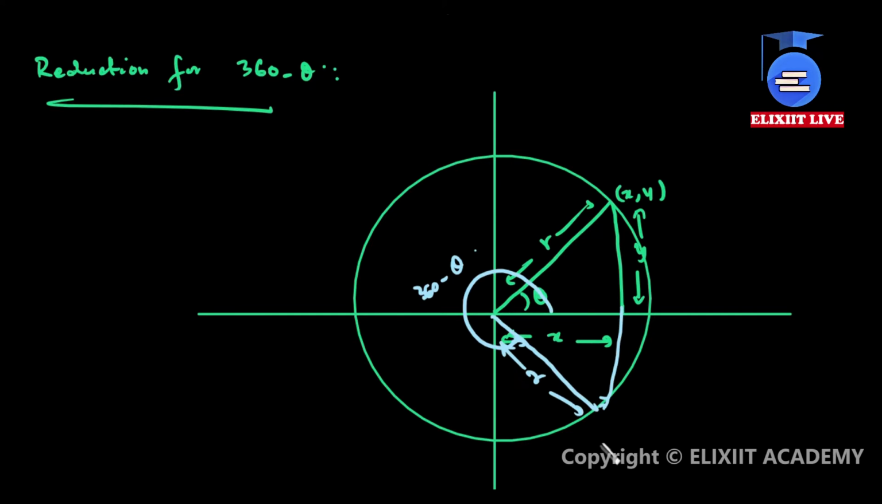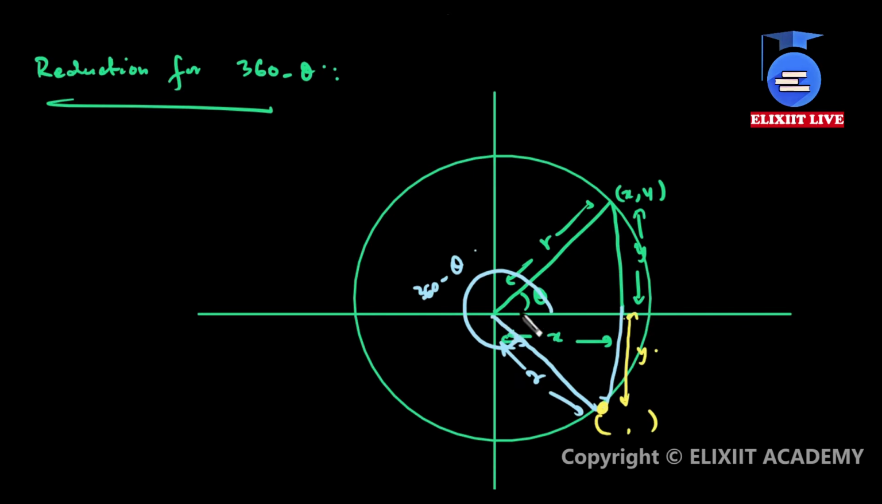So what you need to figure out is this coordinate: x comma y, or y comma x, or minus x, whatever it turns out to be. Now see, this x remains the same. Only the y will change. This y will be negative, because we are in the fourth quadrant, where x is positive and y is negative. So this much distance will be y in this case.